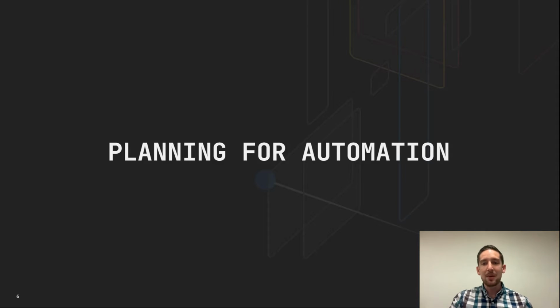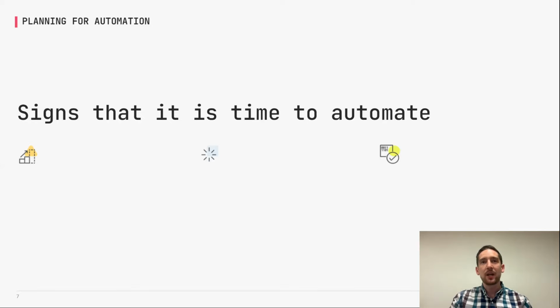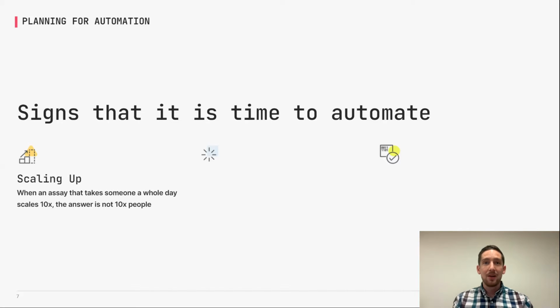There's a lot of things to think about, but usually when I come across these sorts of projects, there's a few things that really show that it's the right project and the right time to automate. The first thing is when you have a project that's scaling up. I always say that if you have a project that takes a person a whole day to complete, and all of a sudden your research or your pipeline demands that you increase that assay 10 times, the solution is not to get 10 people to do the same thing, because you'll probably continue to scale more from there.